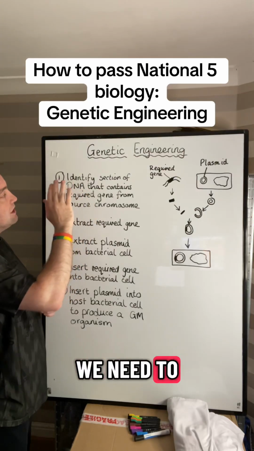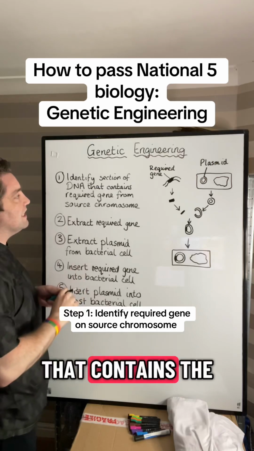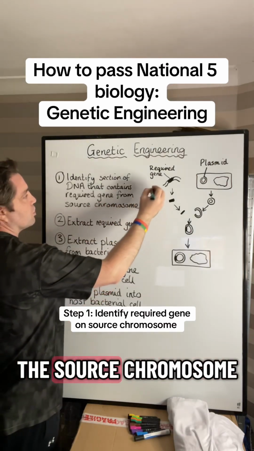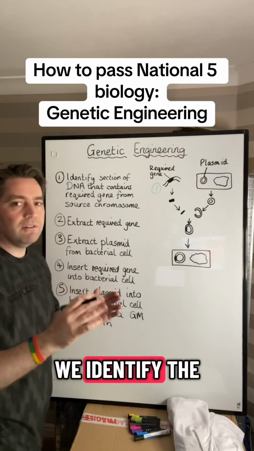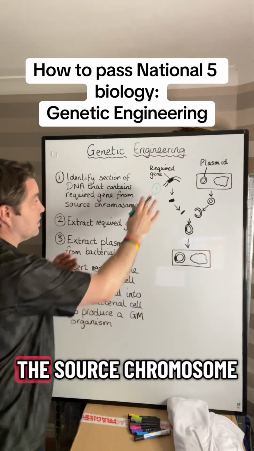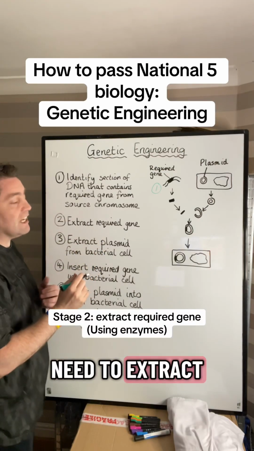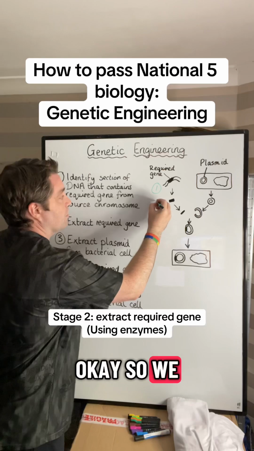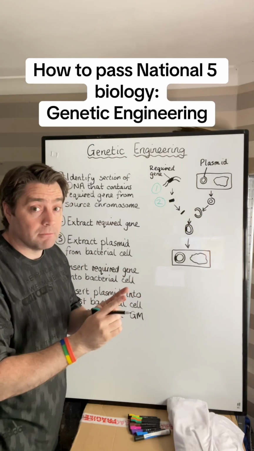The first stage, we need to identify the section of DNA, that's up here, that contains the required gene from the source chromosome. Okay, so this here is stage 1. We identify the required gene from this source chromosome. Stage 2, we need to extract that required gene. Okay, so we remove that or extract it using enzymes.